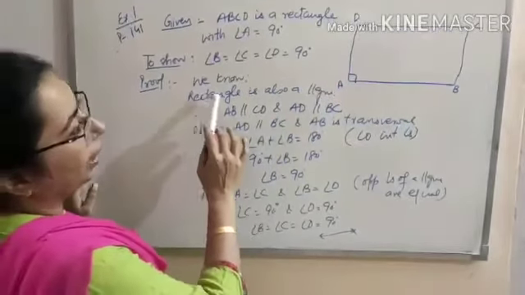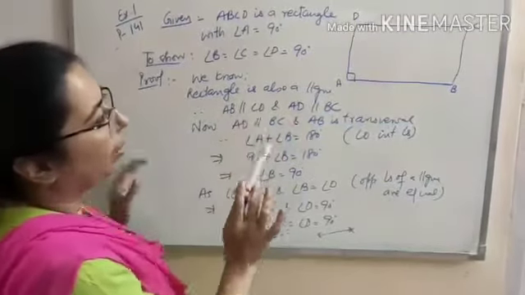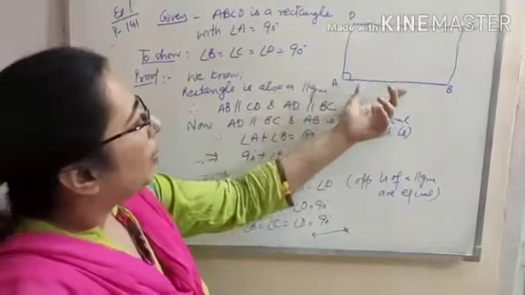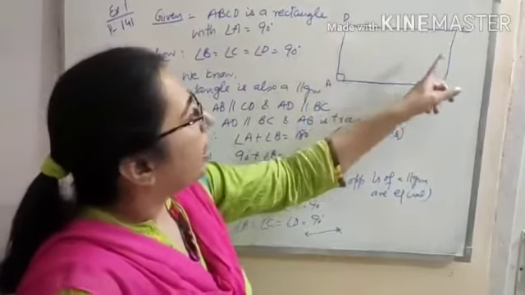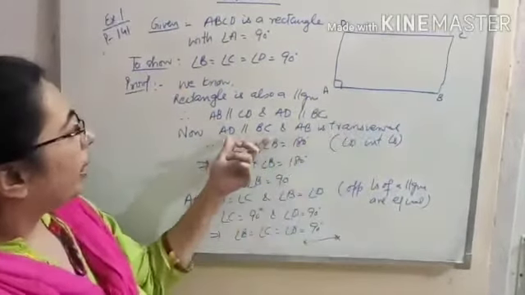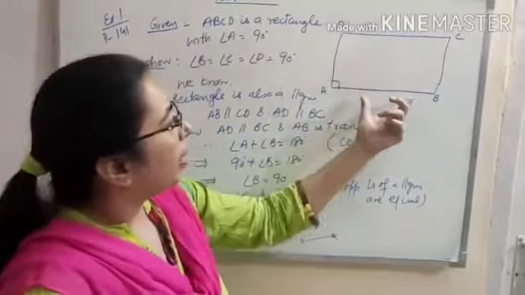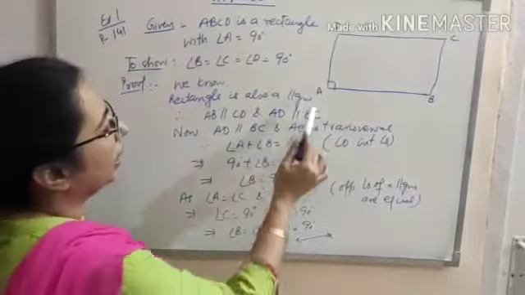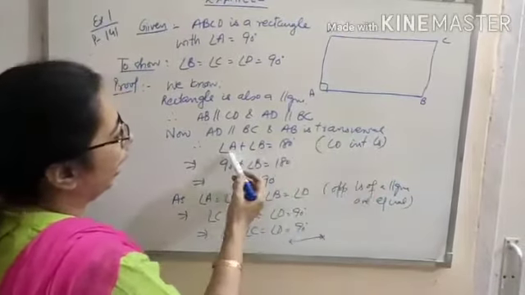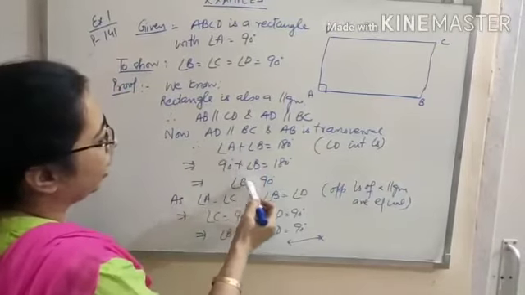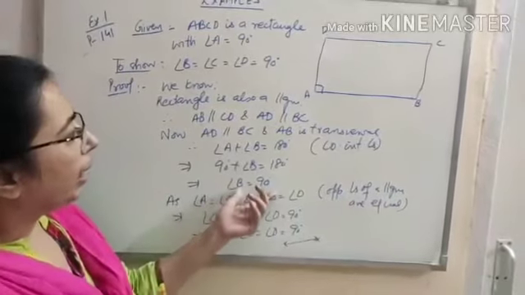So let's start with the definition. Rectangle is also a parallelogram. So when it is a parallelogram, it means opposite sides are parallel. AB is parallel to CD and AD is parallel to BC. When AD is parallel to BC and AB is transversal, then angle A plus B is equal to 180 degree, co-interior angles, and you are given angle A is 90, so angle B will also be 90 degree.